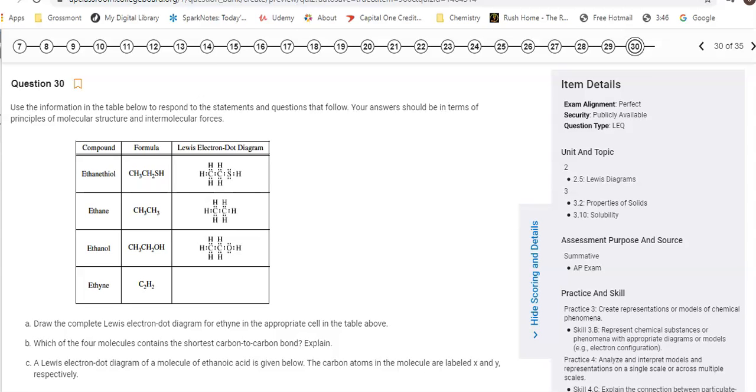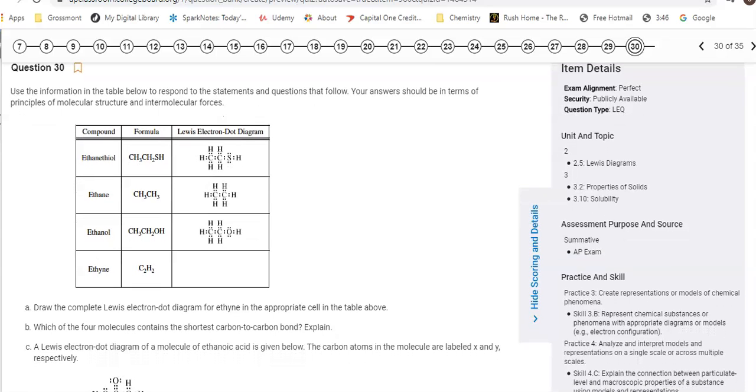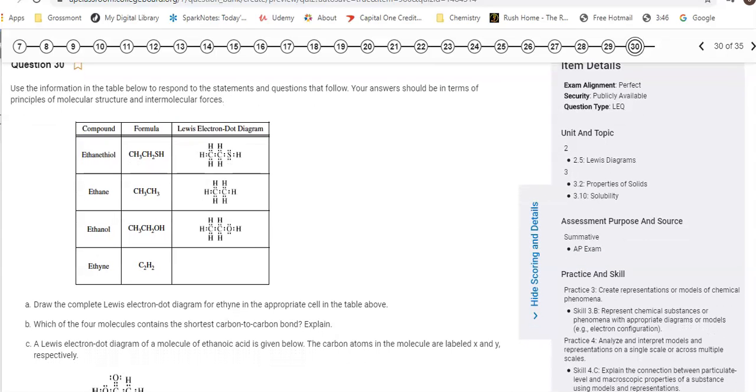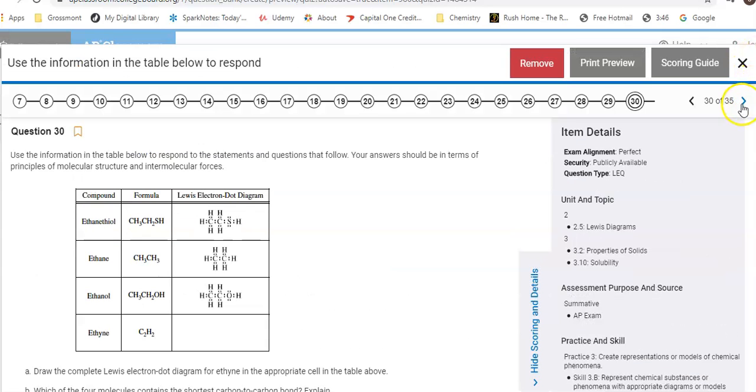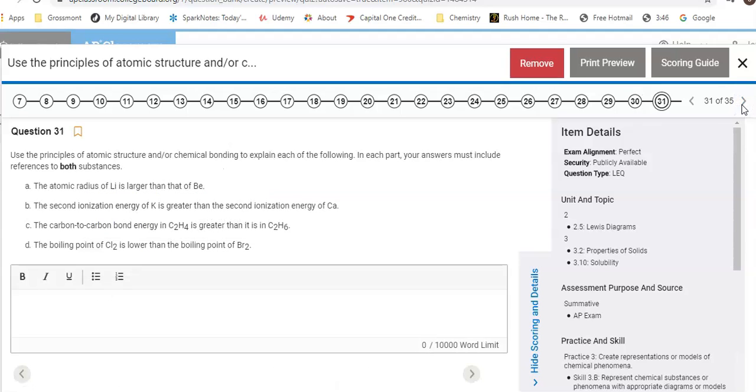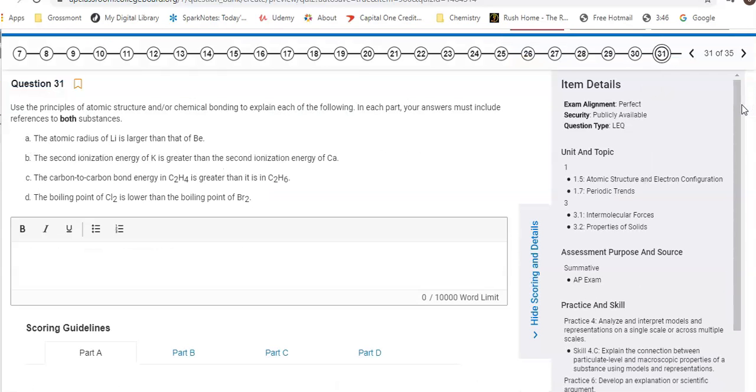This one's actually multiple choice. Draw a complete Lewis structure electron diagram for ethene in the appropriate cell below. I'm going to skip that one. I want to get to one more that's quick. Okay, use the principles of atomic structure and chemical bonding to explain the following. The atomic radius of lithium is larger than beryllium.